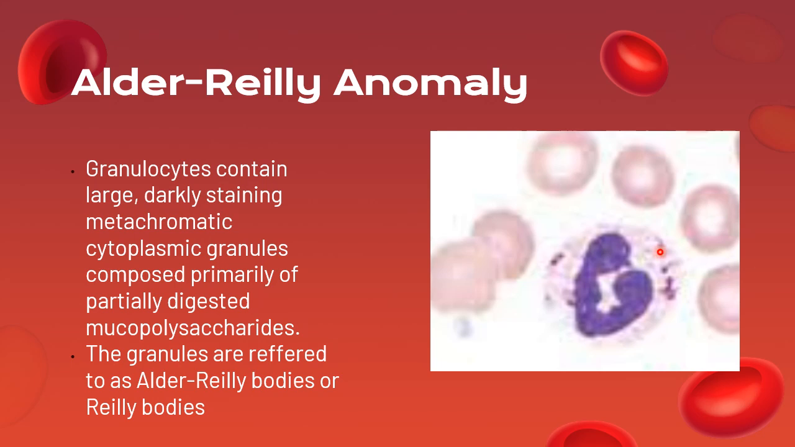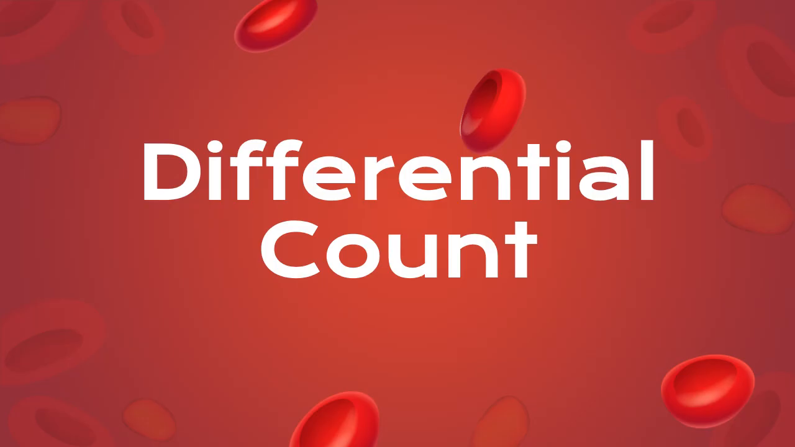Alder-Reilly anomaly. Okay? So, we can see granulocytes containing large, darkly staining metachromatic cytoplasmic granules composed primarily of partially digested mucopolysaccharides. The granules are referred to as either Alder-Reilly bodies or Reilly bodies. Here, the one at the side, and this one. Okay. So, those are the abnormal WBCs. Let's proceed with differential count.